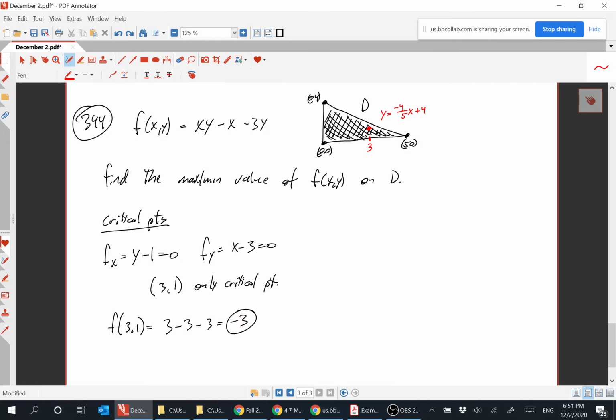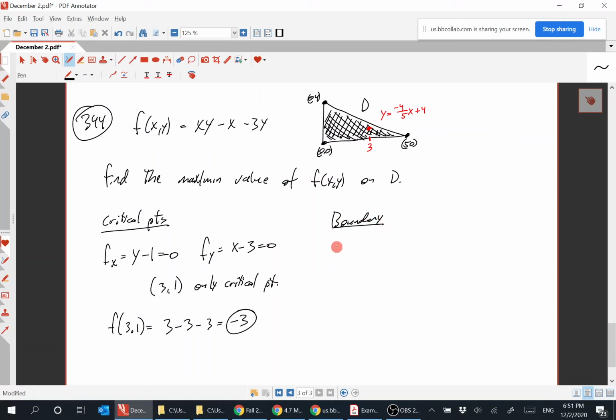So now we have to look at the boundary. Now, unfortunately with this problem, the boundary is not a circle. It's not one continuous curve. Here, the boundary is 3 lines, essentially. So you have to look at each line separately. All right? So, boundary.